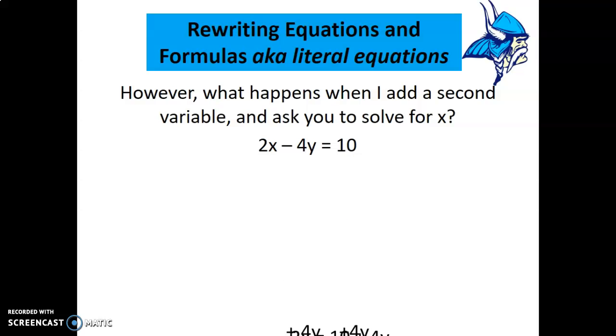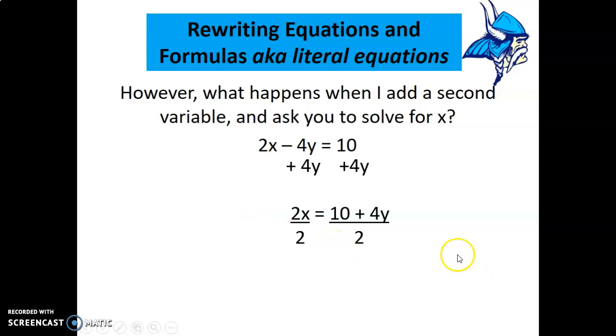We would add 4y to both sides. Notice that it's 4y now instead of just 4. And also notice that we cannot combine 10 and 4y. You can only combine terms that have the exact same combination of variables and exponents. Okay? And then we divide by our coefficient 2.